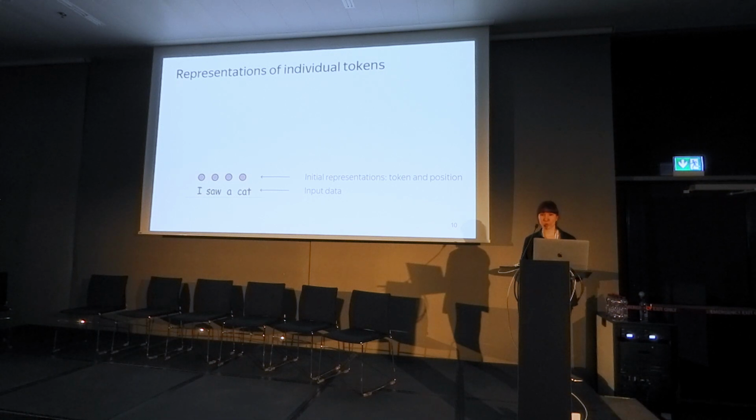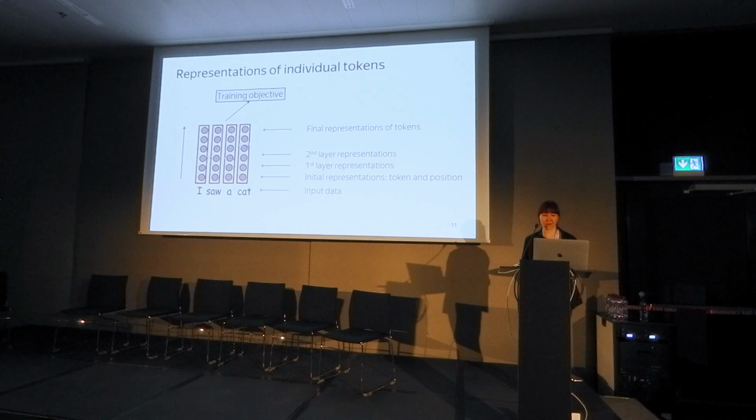Transformers process input with several layers. At each layer, tokens interact with each other and exchange information. After this exchange, each token receives a new updated representation. This happens until the last layer is applied. After that, some kind of training objective is used to give a signal for training. So what we are interested in is how the representation of each token changes from the first layer to the last, and how a training objective defines this process.